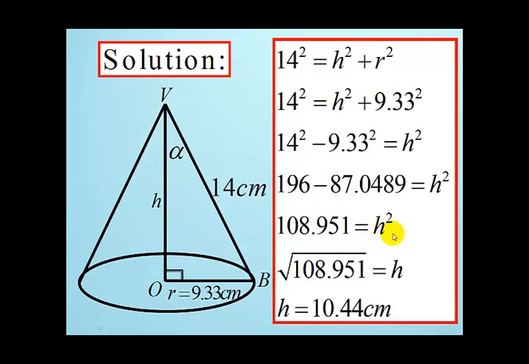Take note that we are solving for the height, not the square of the height. So we have to take the square root of both sides. When we take the square root of h squared, we are left with h. And when we take the square root of 108.951, the answer is 10.44 centimeters. H is equal to 10.44 centimeters. So that is our height of the cone.